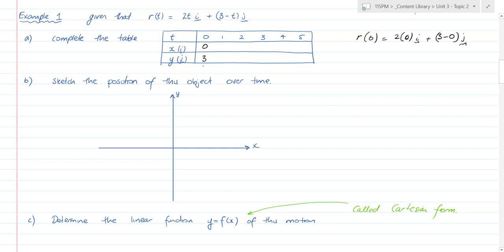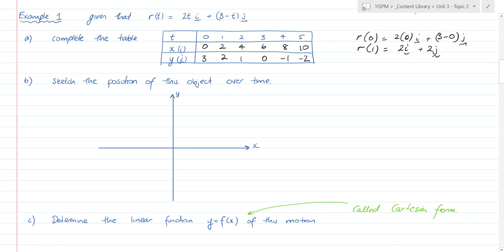So we've just substituted in 0, I got that. Hopefully you can see that if I substitute in t equals 1, then r(1) equals 2 times 1 i, which is 2i, plus (3 minus 1) j, which is 2j. So I get 2, 2. The x component is just 2 times the time, 2t. So I get 0, 2, 4, 6, 8, 10. The y component is 3 minus the time. So that becomes 3, 2, 1, 0, negative 1, negative 2.